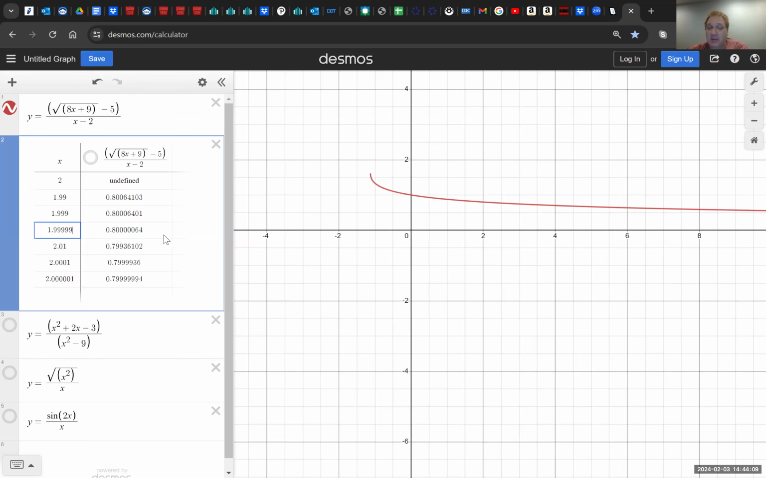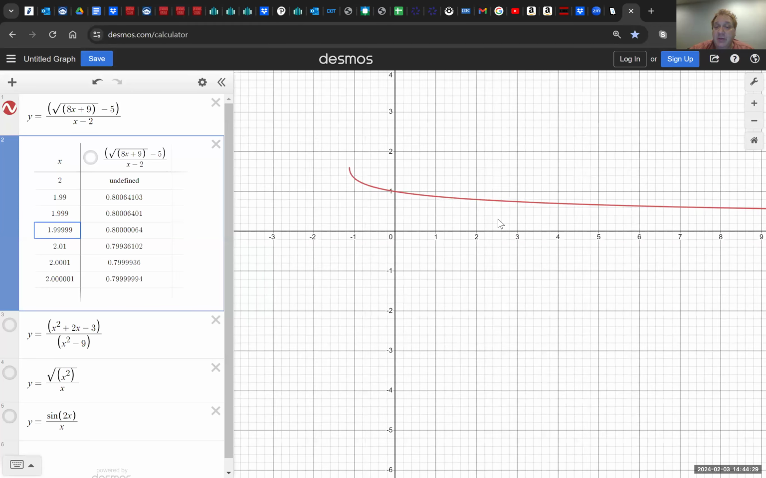Just a word of warning, I'm not going to try to trick you a lot, but it really is important to do a sequence of numbers instead of just one number or two numbers. Okay, so it appears that we're getting closer and closer to 0.8. So this is a table version of finding the limit when x is very, very close to 2.